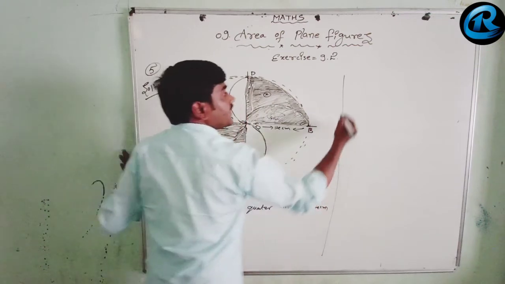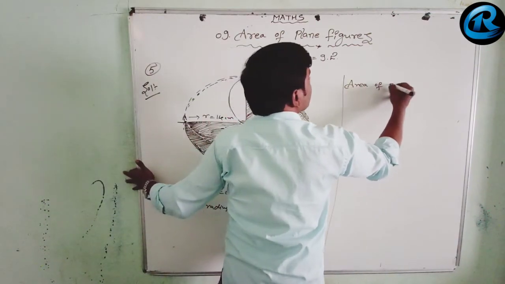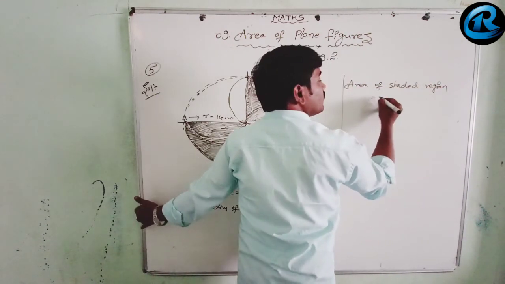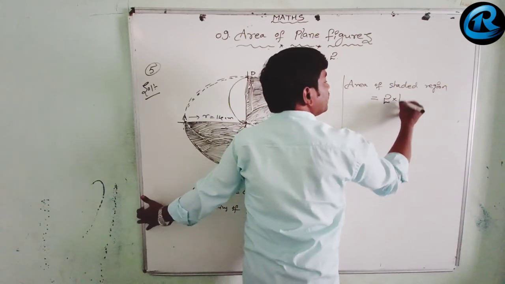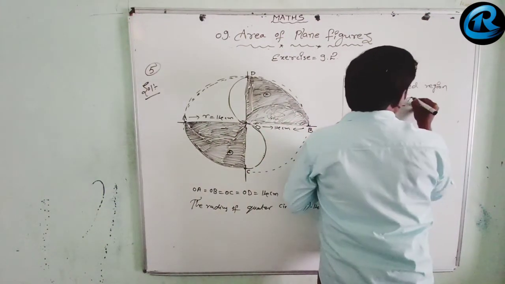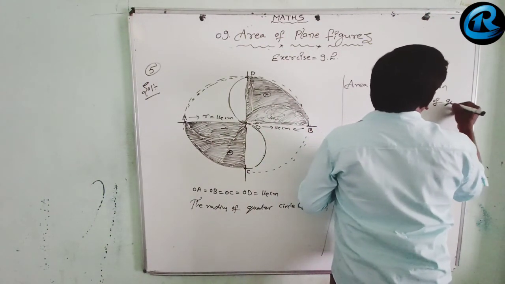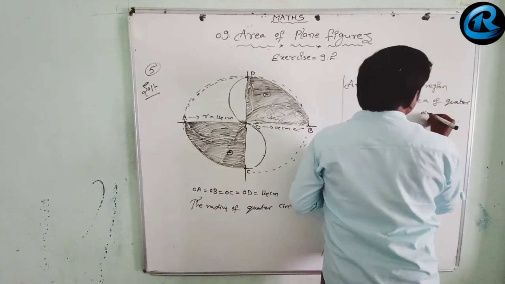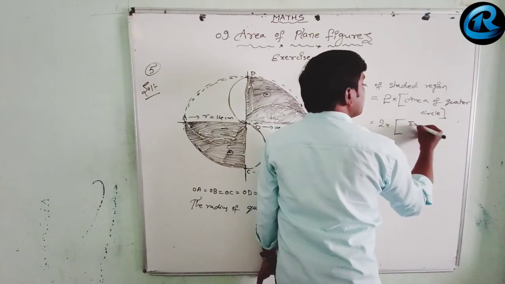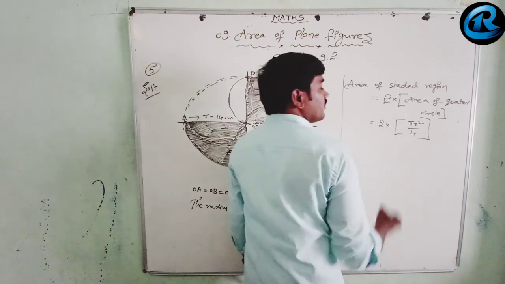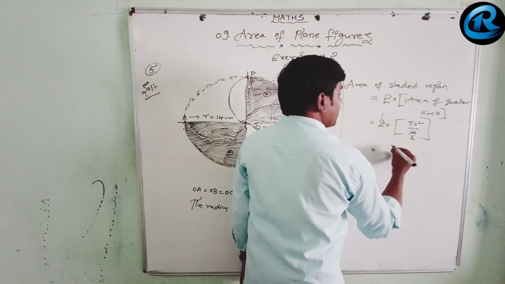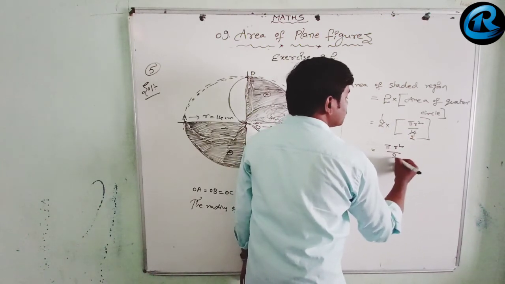Now let us find out the area of the shaded region. Area of shaded region is equal to 2 into area of quarter circle. Why 2 into? Because there are 2 here. Area of quarter circle, the formula is pi r square by 4. Here 2 ones are 2, 2 twos are 4. So what will we get here? At last we got pi r square by 2.